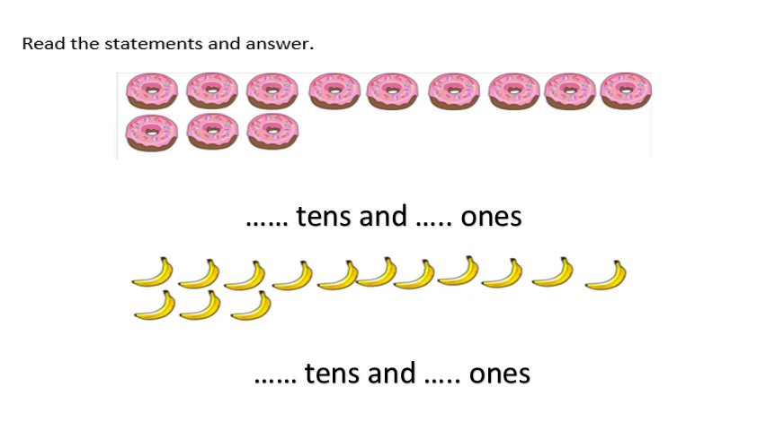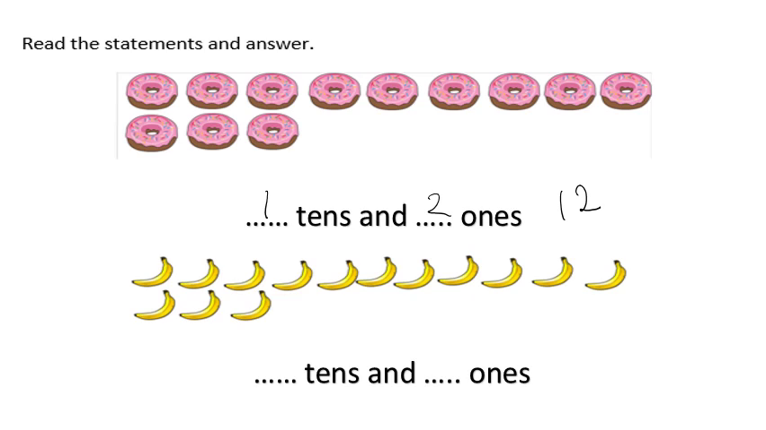So here I have to read the statements and answer. This was a little bit more difficult because they're not grouped for you. You have to count and determine on your own. Rose, why don't you tell me how many tens I have in the donuts? 1 10. How many extra ones? And 2 what? 2 ones. Okay, so my number, how many donuts do I have in total? 12 donuts.